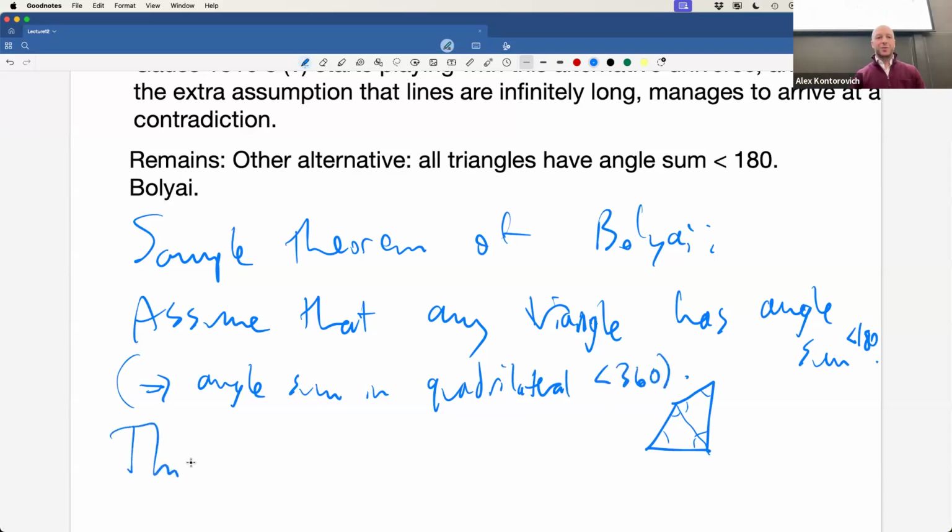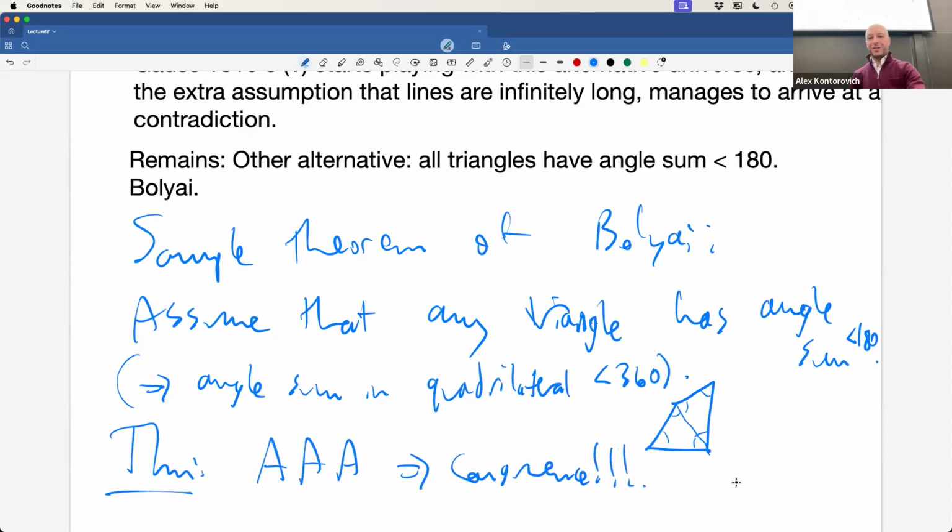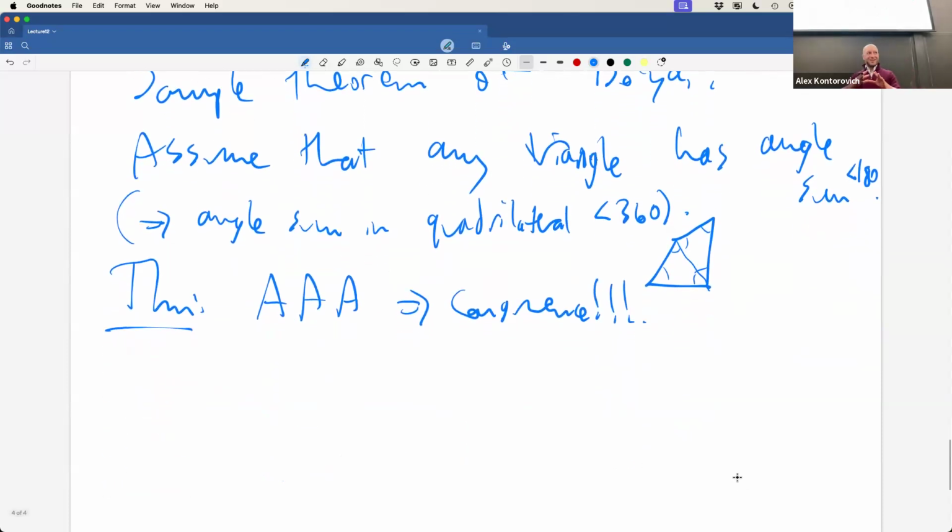So his theorem in this world is that angle, angle, angle implies not just similarity, but congruence. This is totally weird. If the three angles agree, then the three sides also agree. It doesn't work that way in real life, or so we think. And we're trying to rule out this possibility. So let me show you what his proof is.